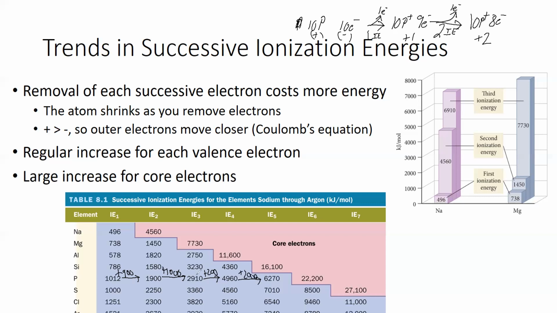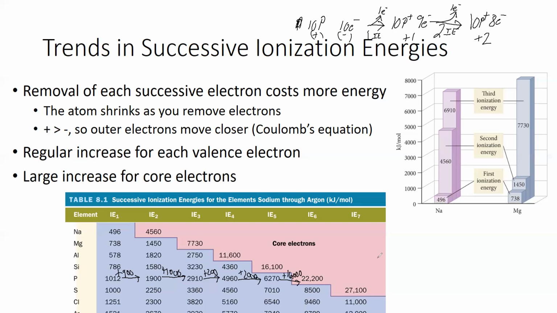So all of these in the blue are valence electrons. However, if you look at ionization energy 5 to 6, you get a jump of 16,000. And that is because removing the 6th electron, you're trying to remove a core electron.